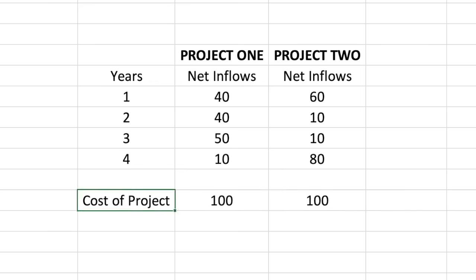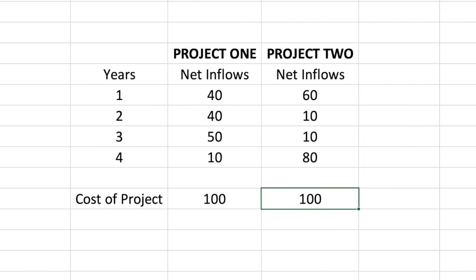Now we'll see here, for each of those projects, there are net inflows to the amount that they forecast that they will generate in the future. So we have here net inflows for project 1 of 40 in year 1, 40 in year 2, 50 in year 3, and 10 in year 4. And the same on the other side, 60 in year 1 for project 2, 10 year 2, 10 year 3, and then a big inflow in year 4 of 80.